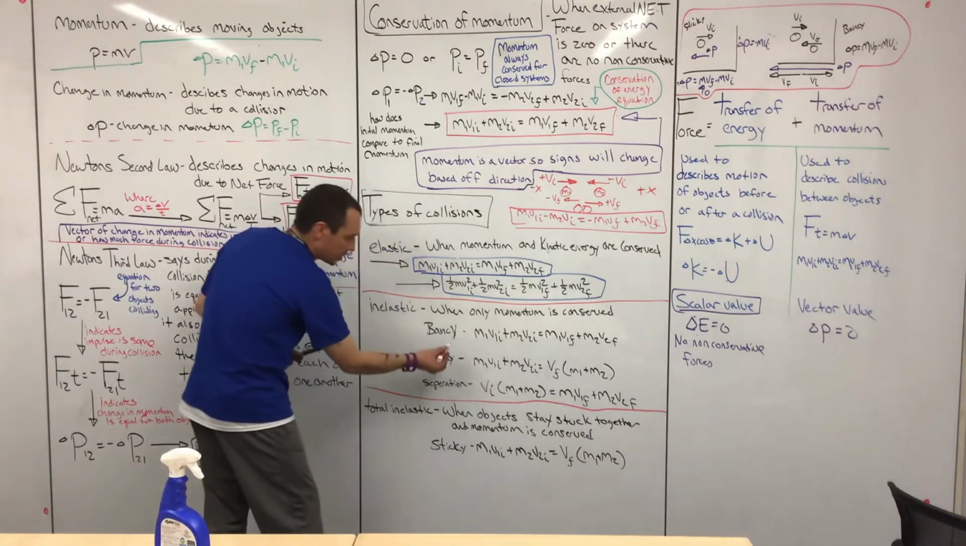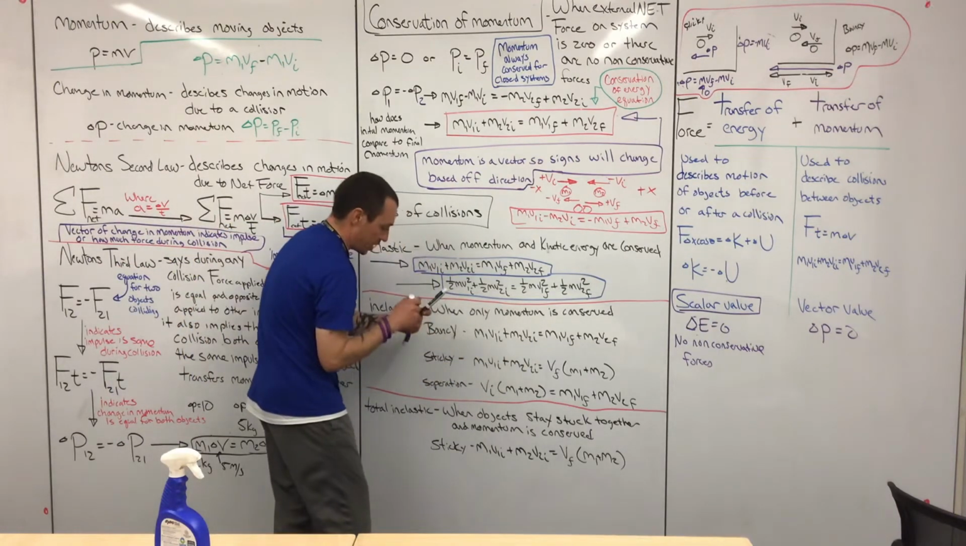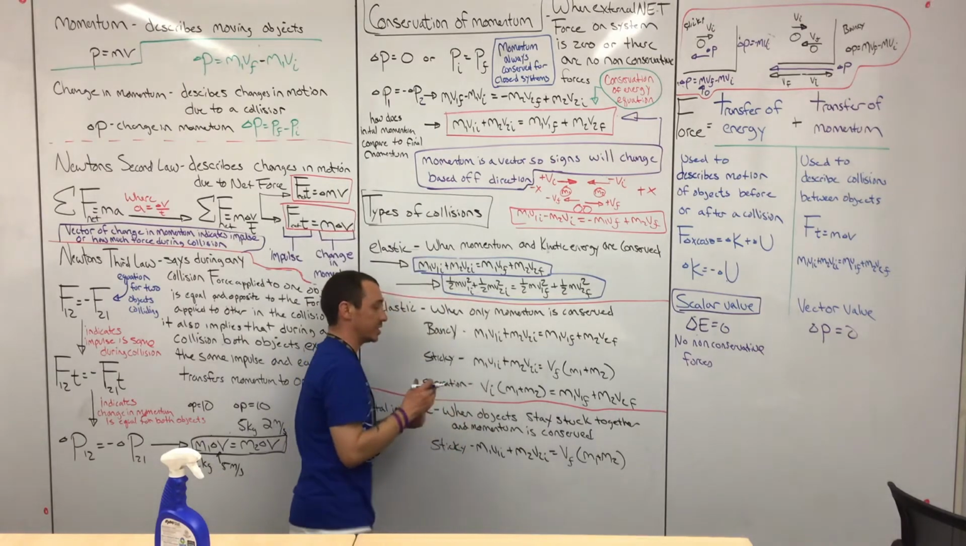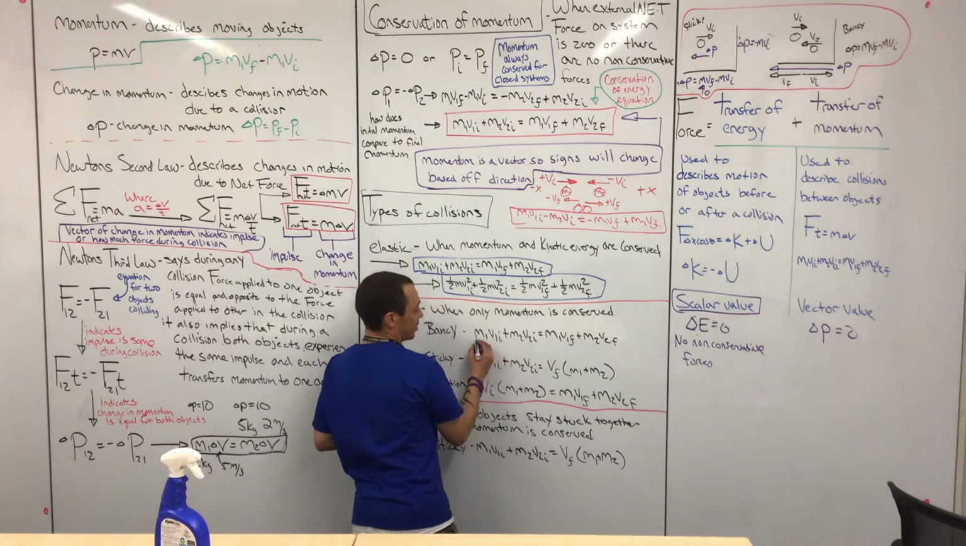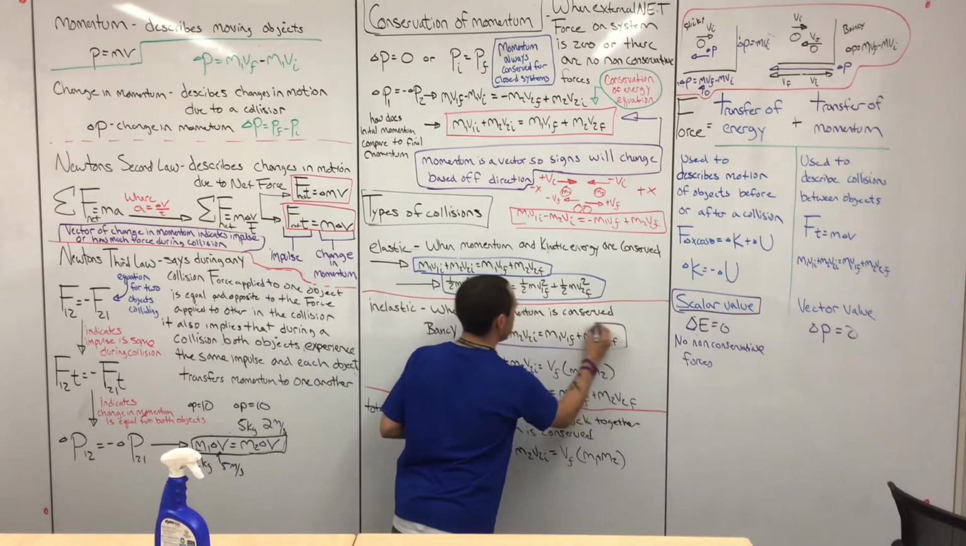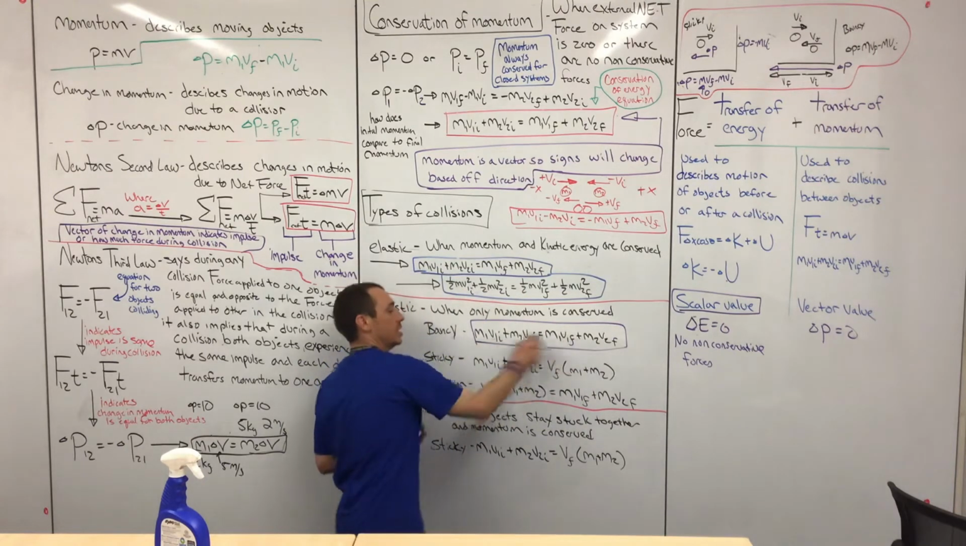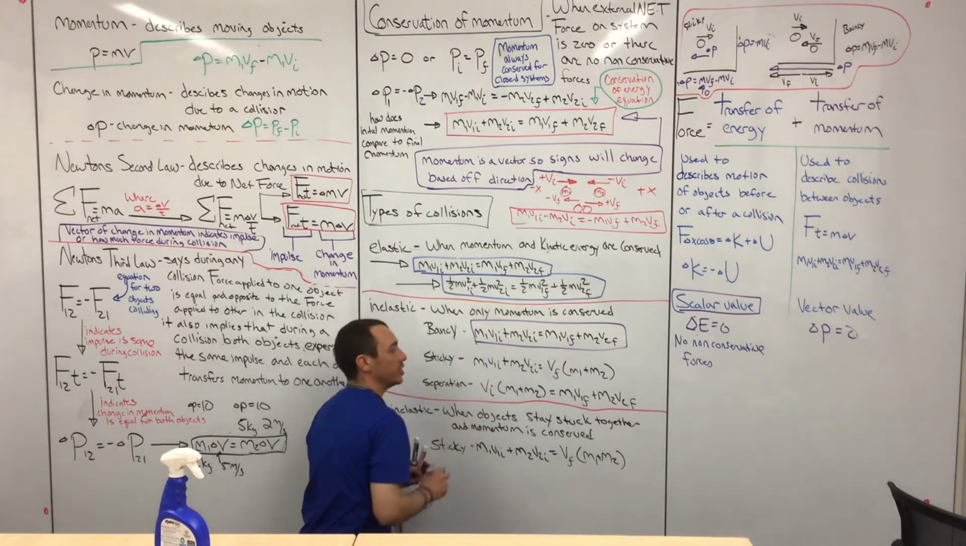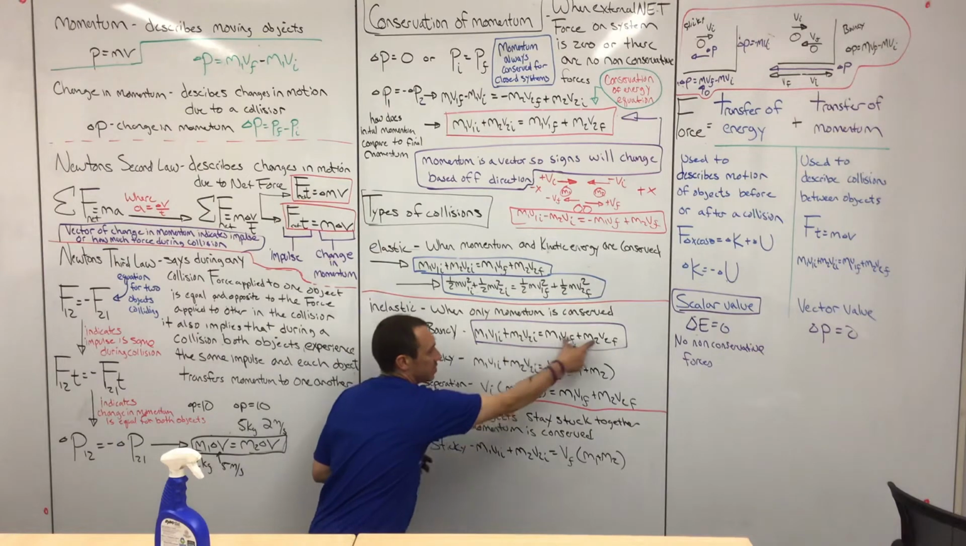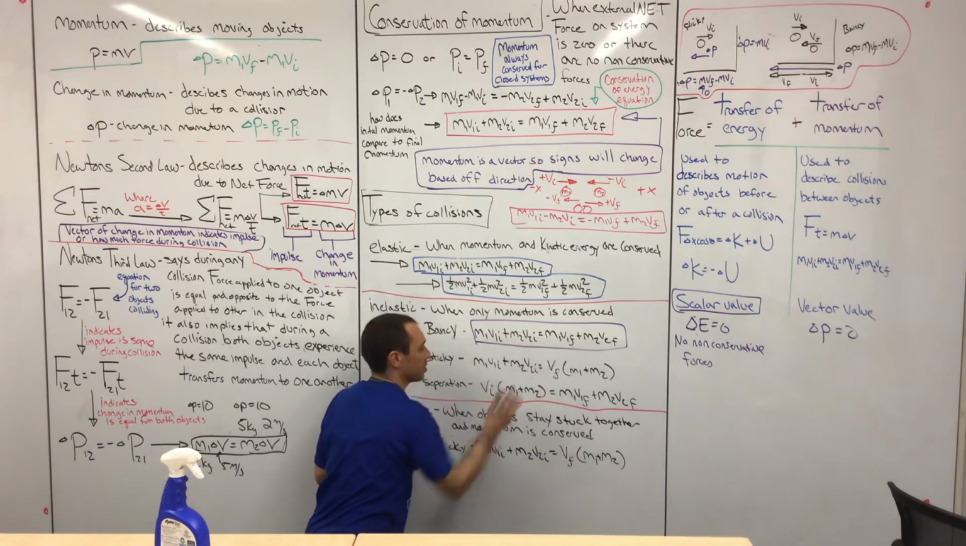So for a bouncy situation, this is your equation. Make sure that you know these, because like I said, you have to derive these. They're never given to you on your equation sheet. So this is the equation for a bouncy collision, two objects bouncing off each other, right? They're going to have initial velocities and final velocities, the two objects, right?